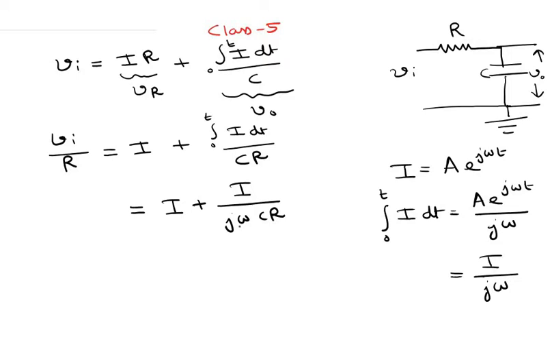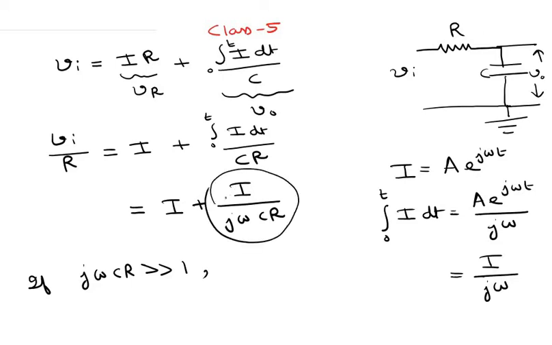Now under the condition that j omega CR is much greater than 1, then under this condition this second term can actually be neglected with respect to this first term here. So in that case, if j omega CR is much greater than 1, then I is approximately equal to Vi divided by R.